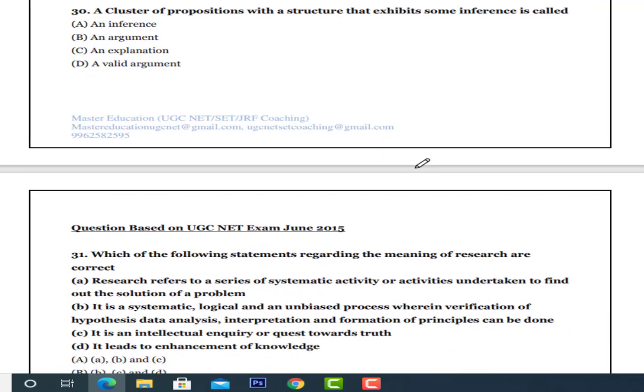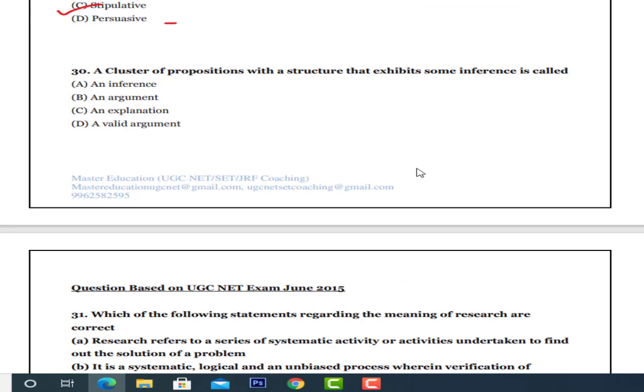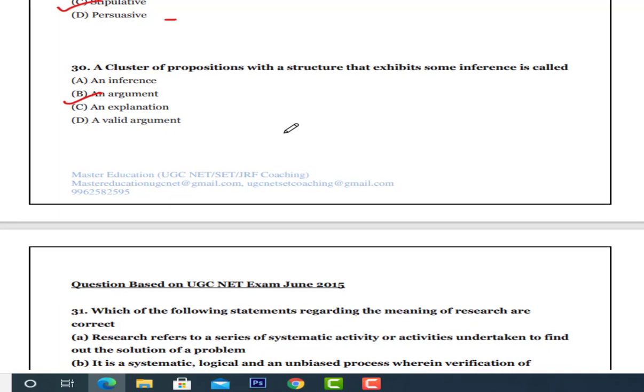The next question is, a cluster of propositions with a structure that exhibits some inference. A cluster of propositions with a structure that exhibits some inference is called an argument.